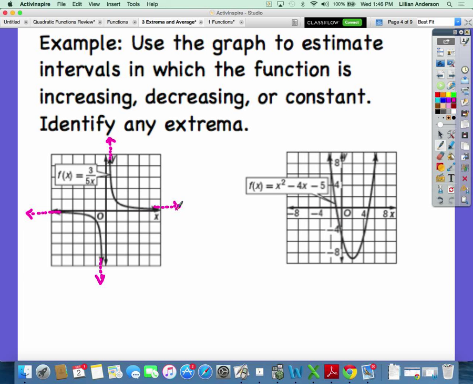This first little bit: increasing or decreasing? Decreasing. Because when I go this way, because you read from left to right, I am going down. So I am decreasing. Who, with a raised hand, can give me the interval in which we're decreasing?